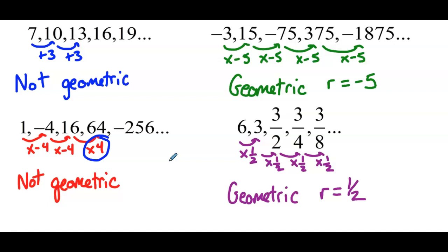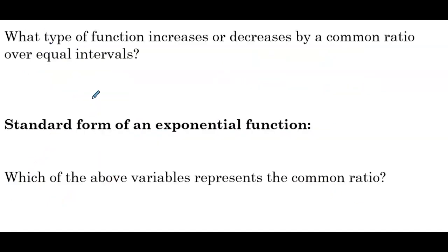Speaking of explicit formulas, we need to figure out how to write one for a geometric sequence. In order to do that, let's answer this question. What type of function increases or decreases by a common ratio over equal intervals? So essentially, to go from x equals 1 to x equals 2, in this function we'd be multiplying. Well, that would be an exponential function.